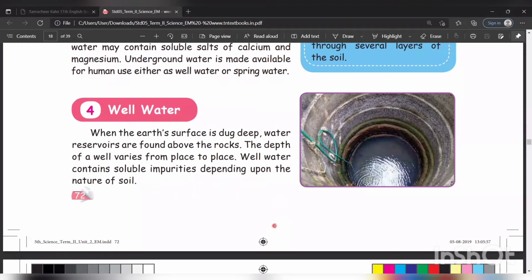The next one is well water. When the earth surface is dug deep, water reservoirs are found above the rocks.